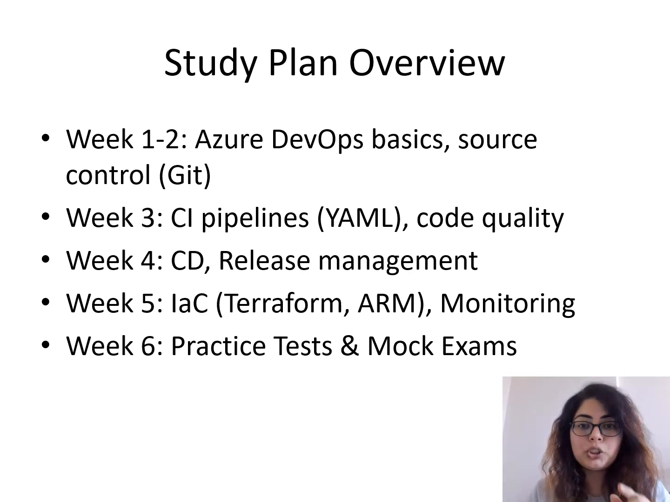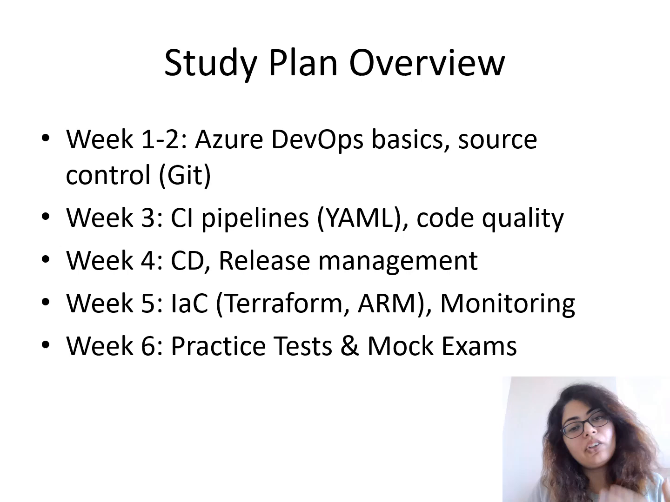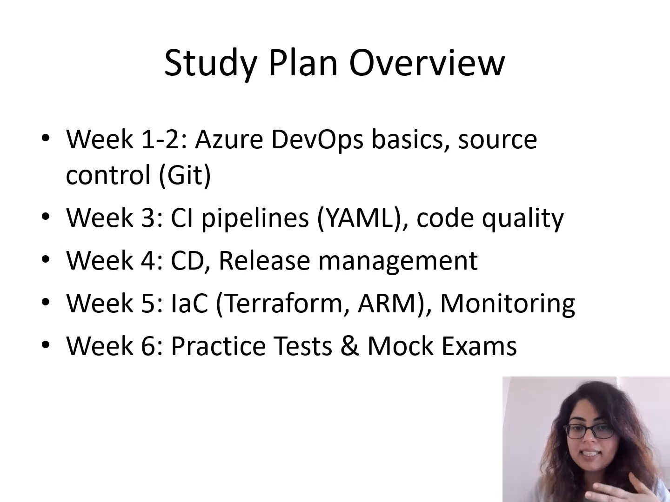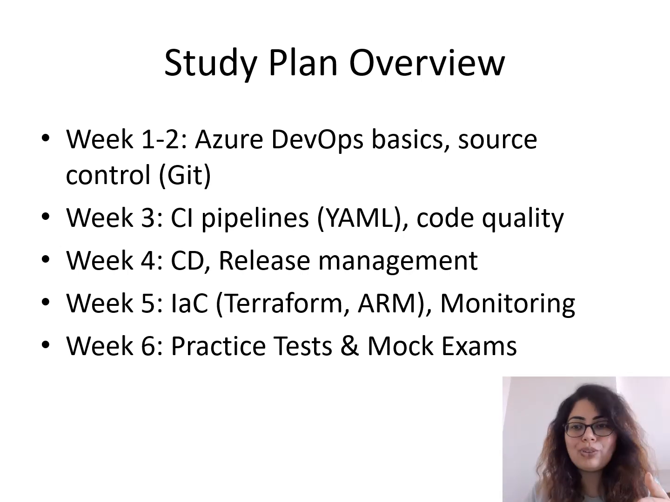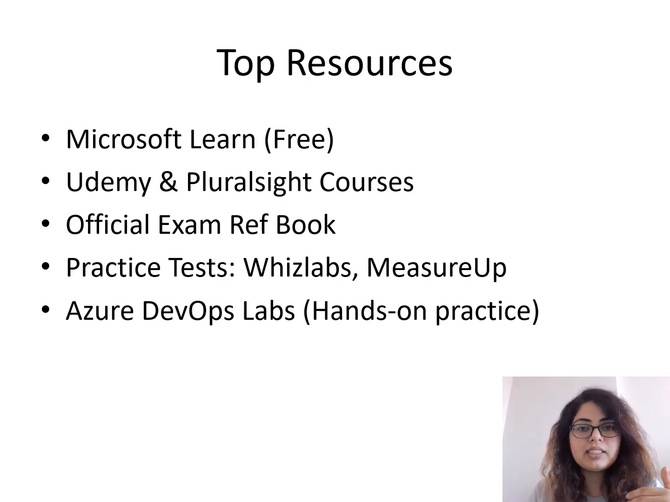So your first week should be around Azure DevOps basics and source control. In your third week, you can start creating your CI pipeline and code quality. In your fourth week, you can go for CD and release management. In week 5, monitoring and ARM, and week 6 should be your practice tests. So this is how you can plan your one and a half months of study for this exam.